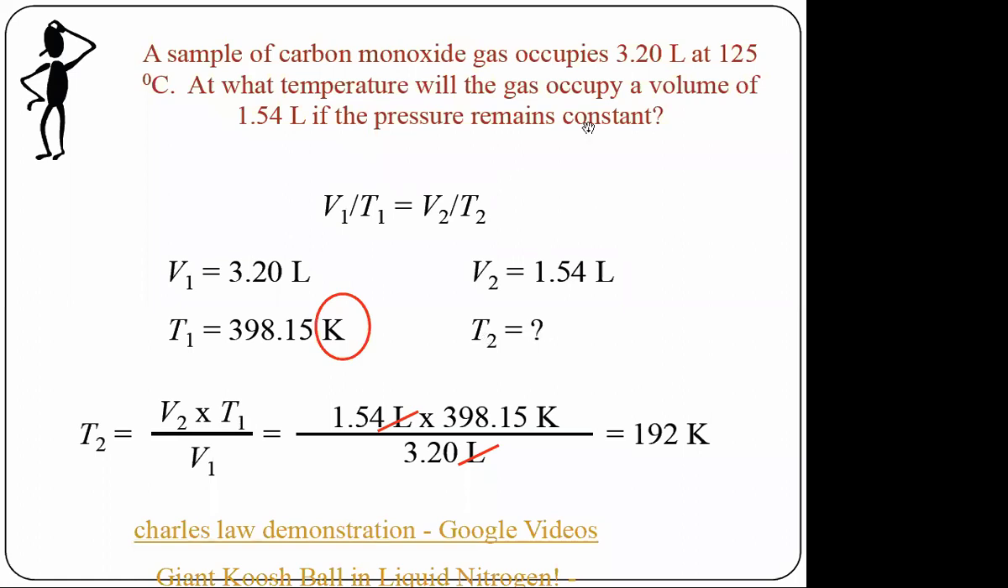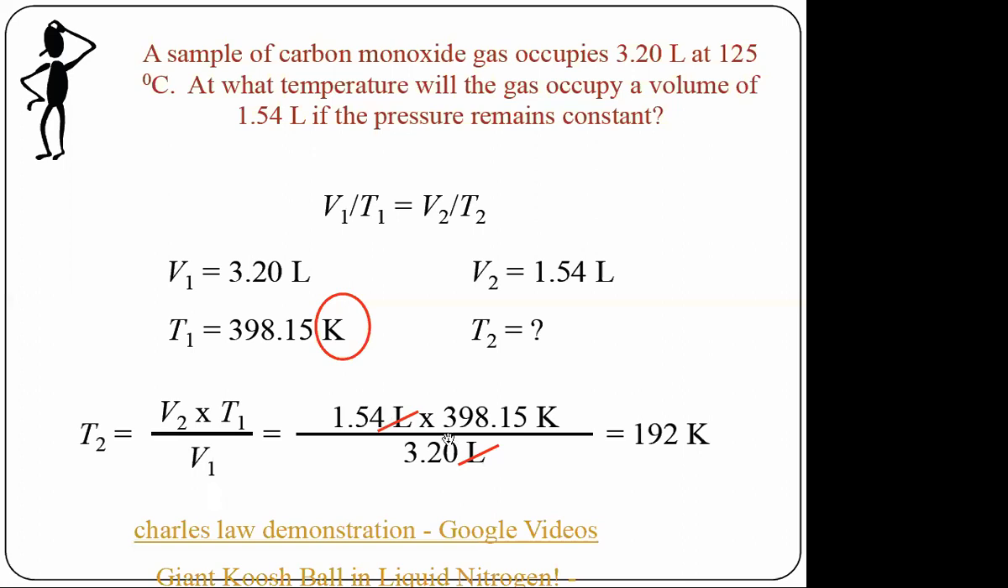So we can make T2 the subject of the formula, and we'll have V2 times T1 over V1. Then you substitute for your variables: you have V2, you have V1, and you have T1.